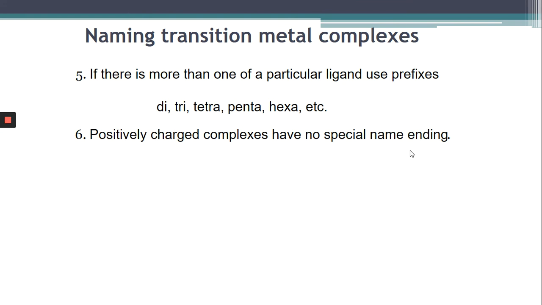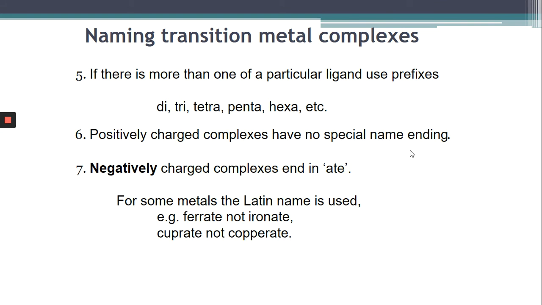Next thing we need to think about is if we've got a positively charged complex, there's no special name ending. You would just use the metal that you've got. That's what that means, okay? So if it was platinum that had a positive outside, we'd say platinum. But we have to watch because if the overall complex, so outside square brackets, is negative, we need to change the name of the metal to end -ate. But we've got to also be careful because we use some Latin names. So if we have a negatively charged compound that's got iron in it, we don't say ironate, we use ferrate.